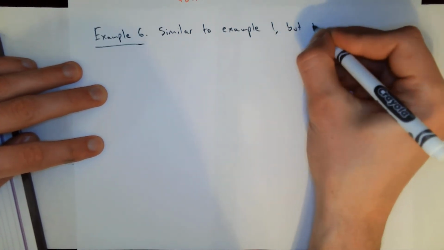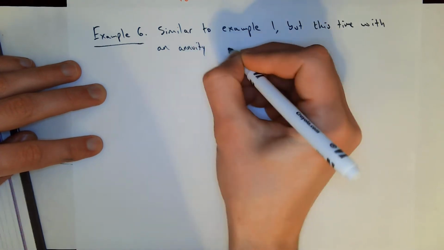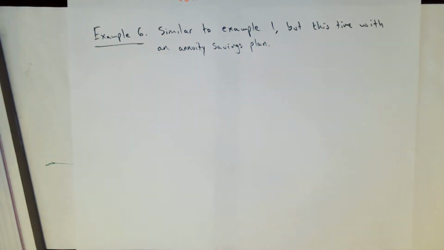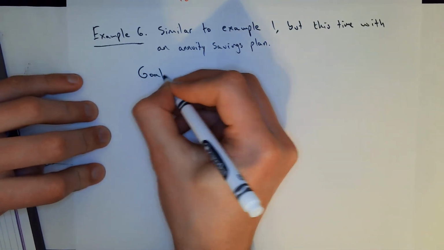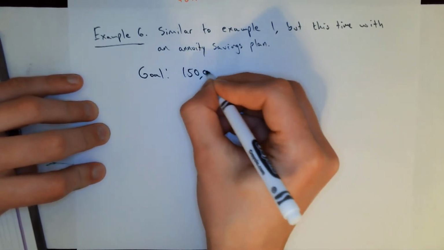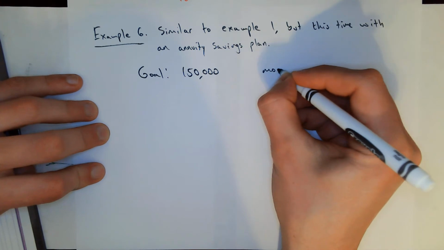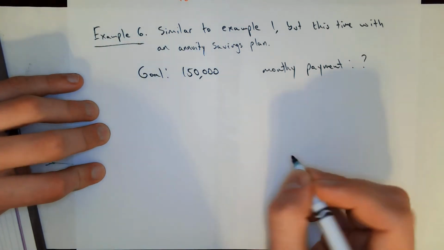So I'm going to say similar to example 1, but this time with an annuity savings plan. Okay. Let's calculate the payment you would need to make. So the goal, just to remind you about example 1, the goal was $150,000. The payment is going to be monthly, so we'll say monthly payments. Monthly payment, and that's what we're going to be asking for, right?